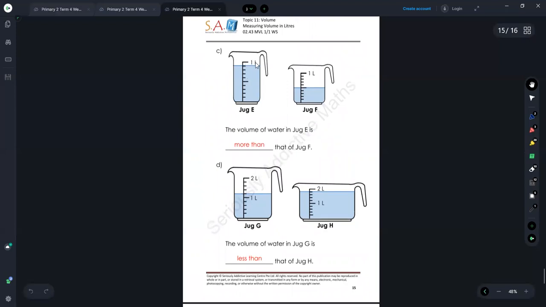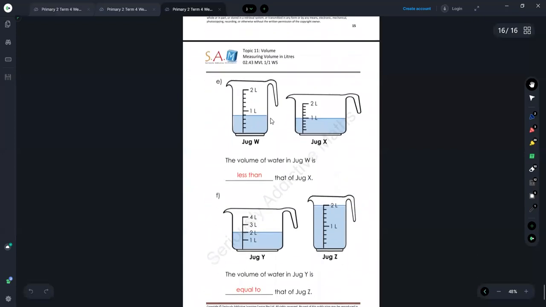So how is this 1 liter? Every notch here is 100 ml, but they may not know 100 ml. So at the moment, what you can do is just count 1, 2, 3, 4, 5, 6, 7, 8, 9, 10. This is 9. Then 1, 2, 3, 4, 5. This is 5. The measuring scale is at 9 here and this is 5, so jug E has more. So teach them this way instead.